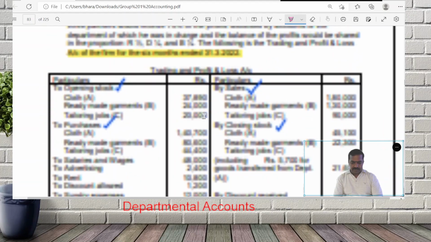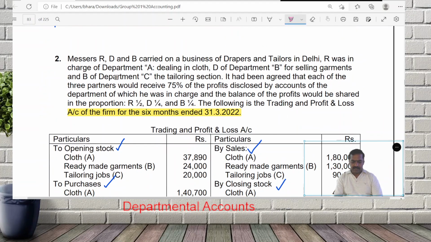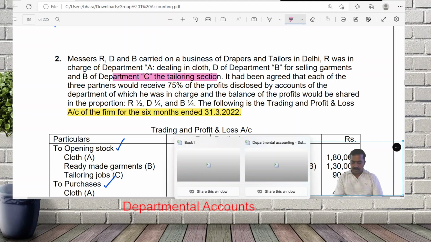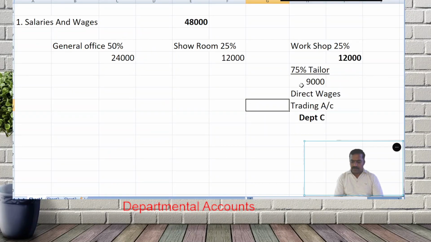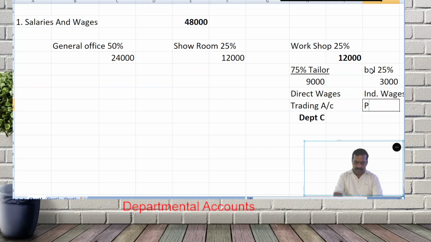First paragraph. What is given? Department C is which section? Tailoring section. So, on the wages 9,000 will come in which account? Trading account. Pay attention. The balance also is there. 25%, 3,000. This is indirect wages. Indirect wages will come in profit and loss account. This will come in which account? P&L account of Department C.